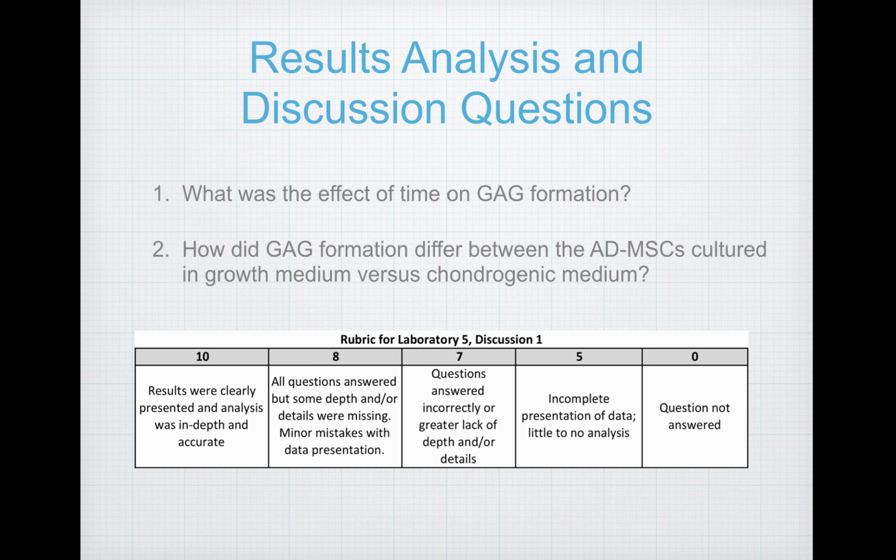In your presentation, you should cover, first of all, what was the effect of time on GAG formation? Remember, you have Alcian blue staining from day 0 and day 14. What's the difference between these two time points, or are they similar? Also, how did GAG formation differ between the cells that were cultured in growth medium versus chondrogenic medium? Did you see staining in both? Did one medium provide greater staining than the other, and is this what you expected?